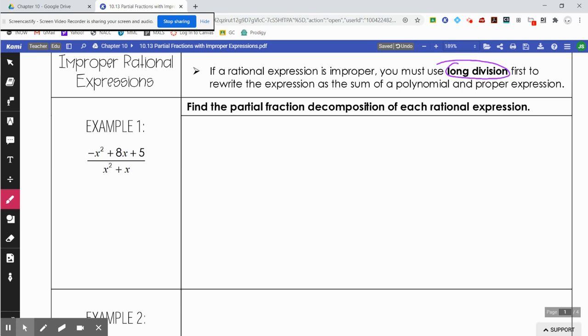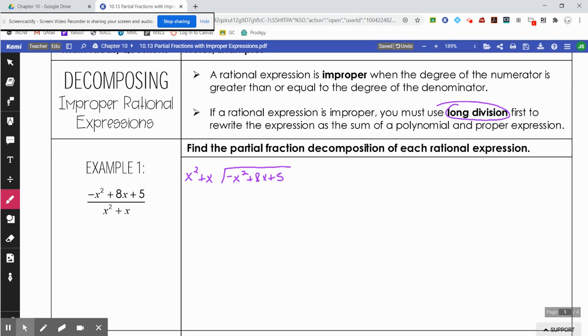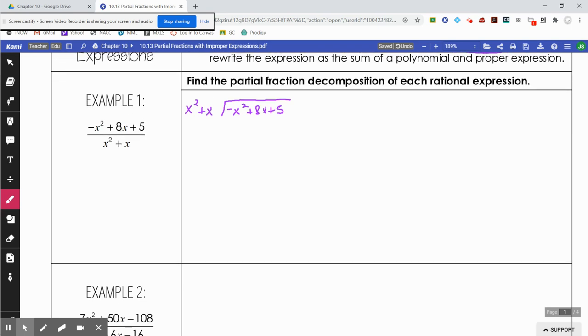Find the partial fraction decomposition of each rational expression. So step number one, let's go ahead and change this to a proper fraction by using long division. So we're going to do x squared plus x divided into negative x squared plus 8x plus 5. And again, I want to point out that the powers are equal, and it does say improper when the degree of the numerator is greater than or equal. So therefore, let's divide this.